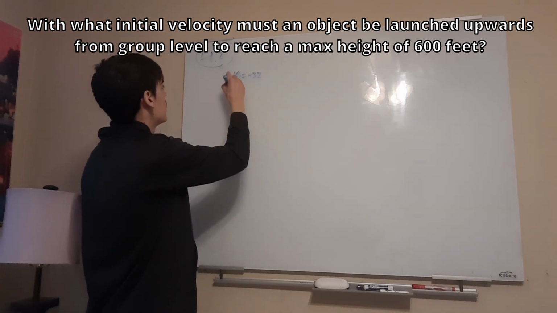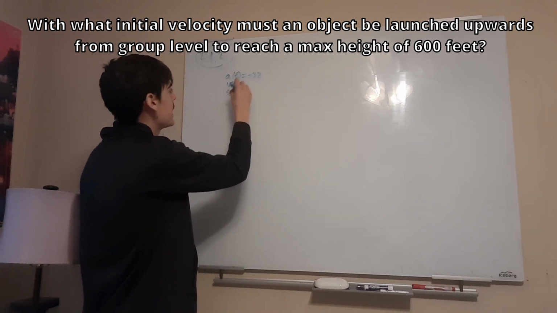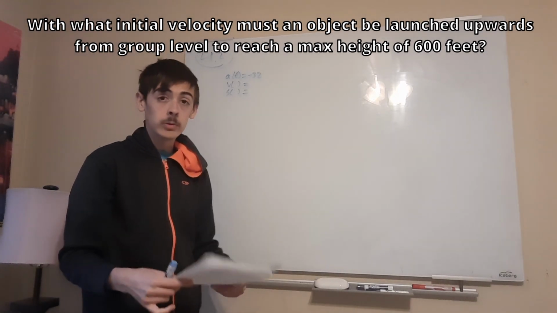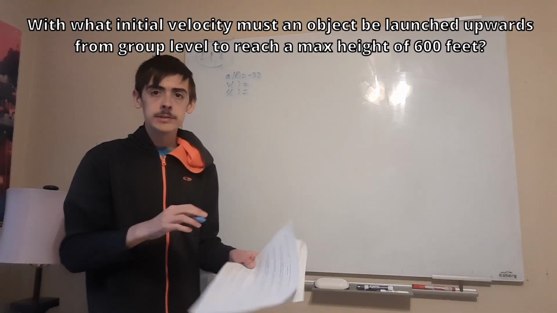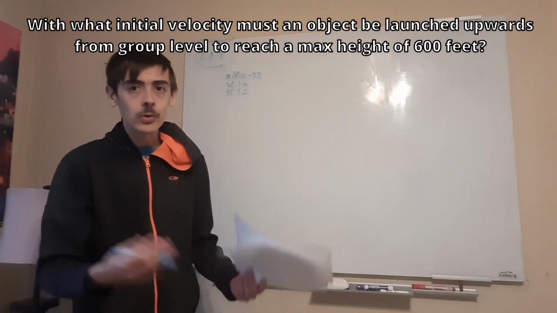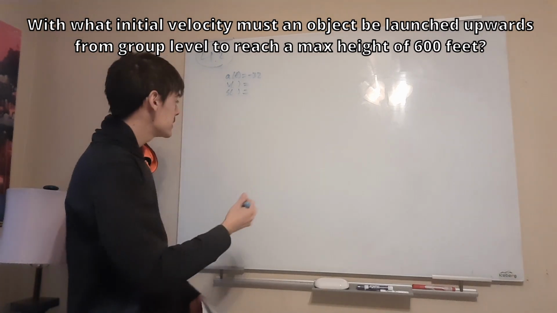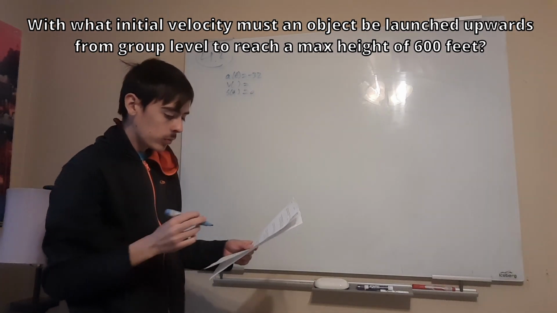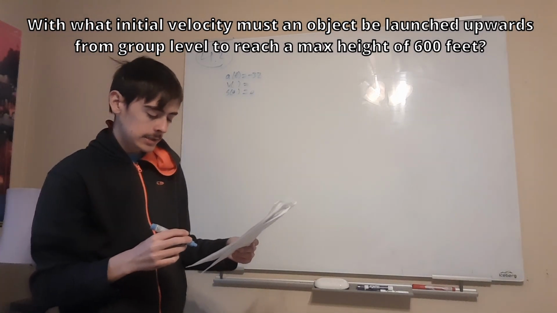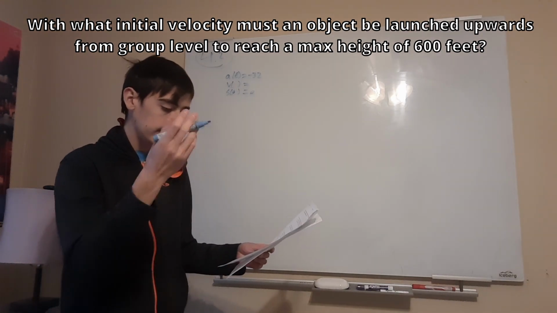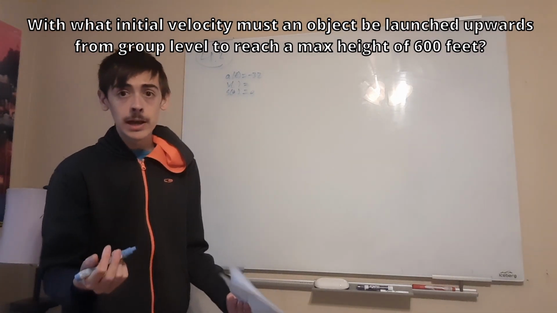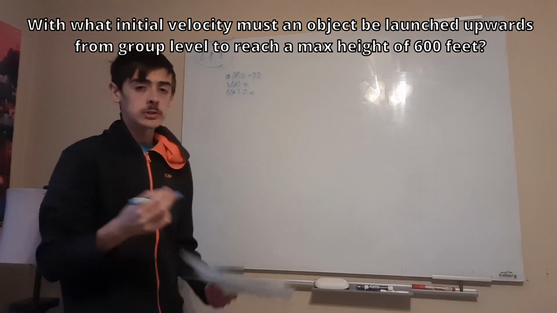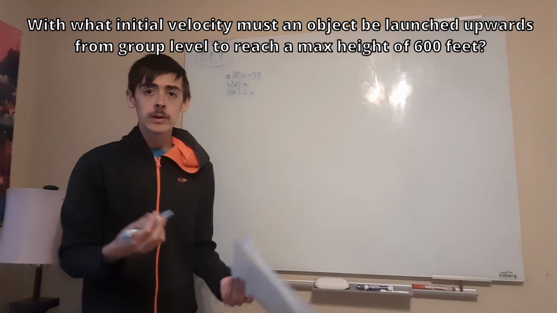Now, we do need our v of something equals something and s of something equals something. They tell us that it's launched upward from ground level. Ground level is typically set as 0 because it's like the bottom of the world. So s of 0 is 0 because it's at ground level. Now it asks, with what initial velocity does it need to go from ground level to reach a height of 600 feet? Initial velocity means velocity at time equals 0. So we know that much, but we're solving for the initial velocity, so we don't have a value for it.